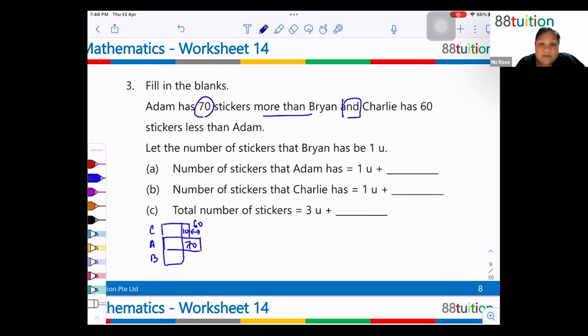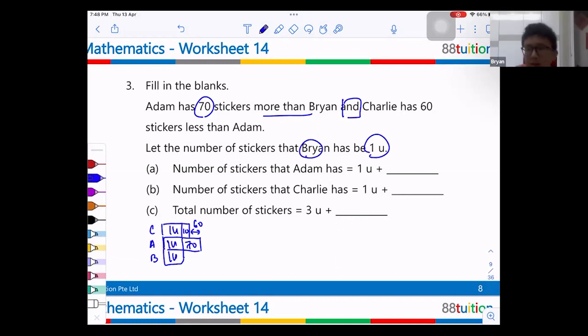So I have this. So Kaisa, can you tell me part A? What does Adam have? If Brian is 1 unit, is Brian there? Kaisa? Do you have this many stickers? Okay, so Adam, 1 unit is? So Adam has 1 unit plus 70. And Charlie has 1 unit plus 10.